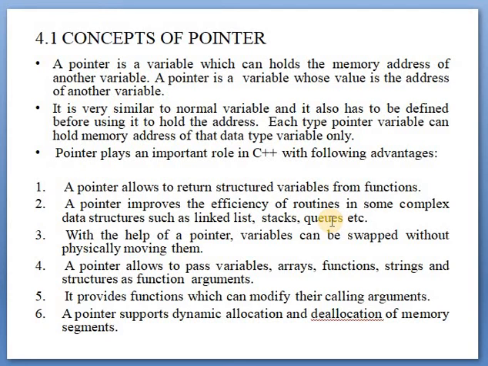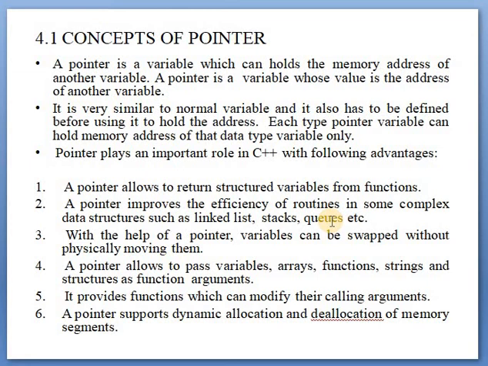So it is very similar to a normal variable and it also has to be defined before using it to hold the address. Like the other normal variables, if you want to use the pointer in your program, we have to declare the pointer before going to use it. Each type of pointer variable can hold the memory address of that type of variable only. Means what? If you want to store the address of an integer type of variable, then the pointer must be an integer type. If you want to store the address of a float type of variable, then your pointer must be a float type. Pointer plays an important role in C++ with the following advantages.